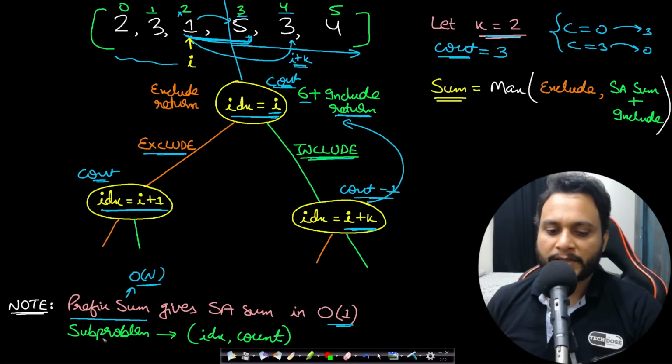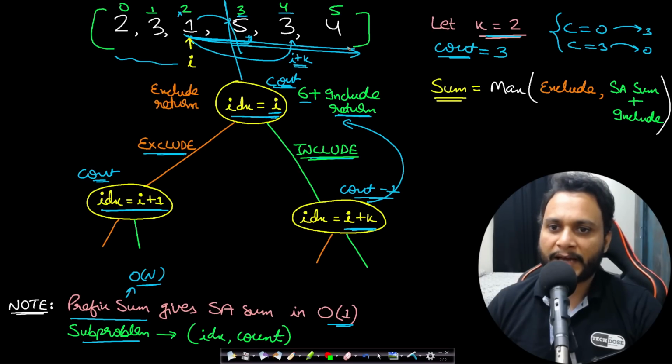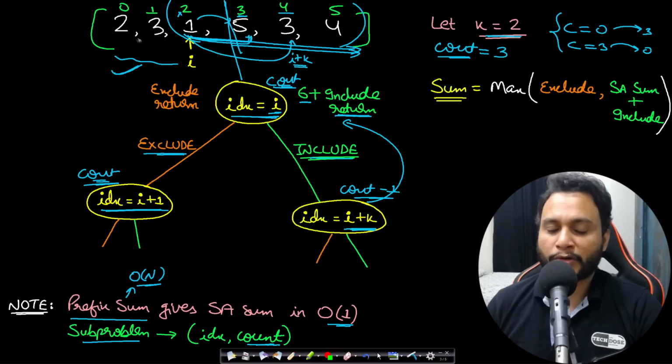And in this particular case, the sub problem will be defined as what is the size of the array, that means what is the suffix of the array that is left with us, and how many subarrays we are yet to include, because the count will tell you about the number of subarrays you have included or you are yet to include, and the index will tell you about how many elements you have to process, right? All the left hand side elements are already done, so you cannot look at them.